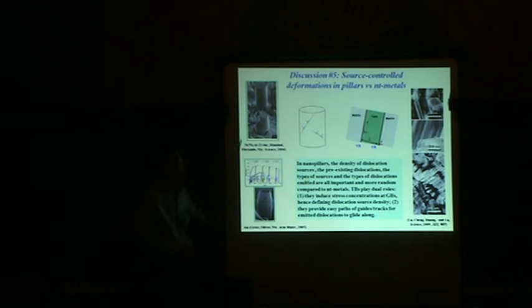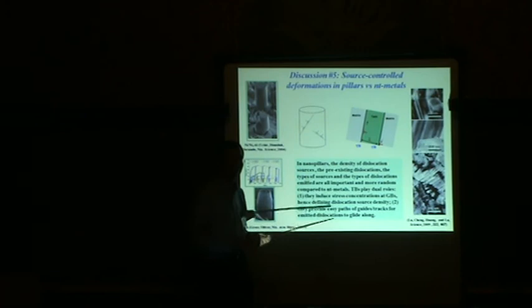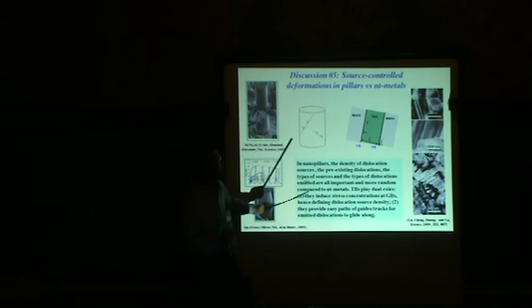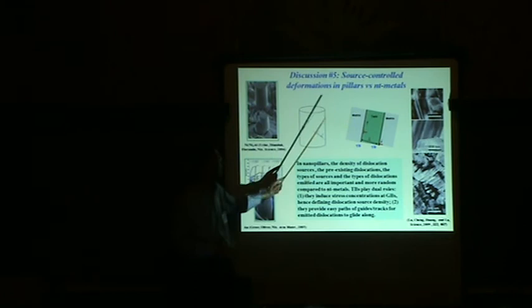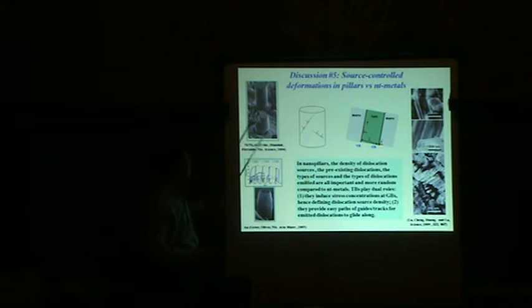Now, another discussion is that what I talk about here is not the only source control mechanism. Another very well-known source control deformation mechanism is in a pillar, a nanopillar or micropillar. A huge number of people are also studying the deformation of micropillars. A pillar is something you make using FIB as a column. And you observe this, actually this shows very interesting behavior, right? As you decrease the pillar size, it shows a very strong size effect, an extremely strong size effect.